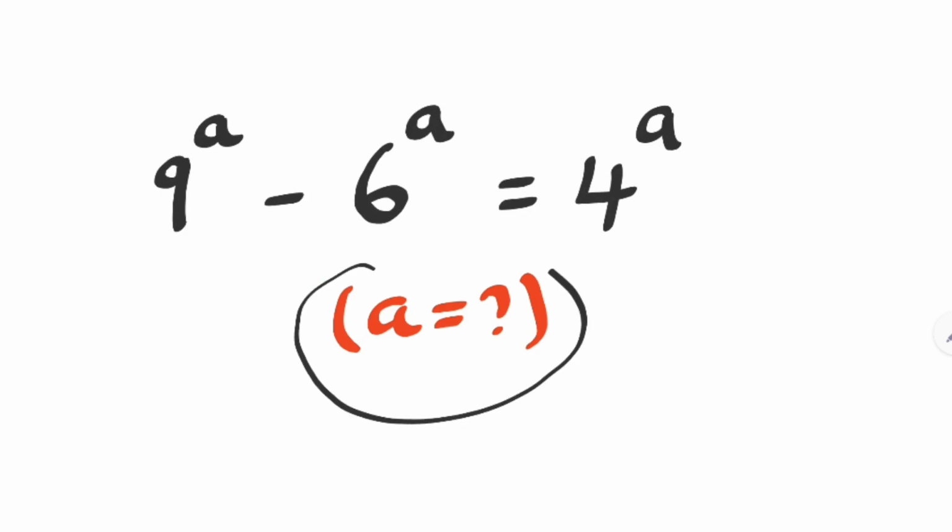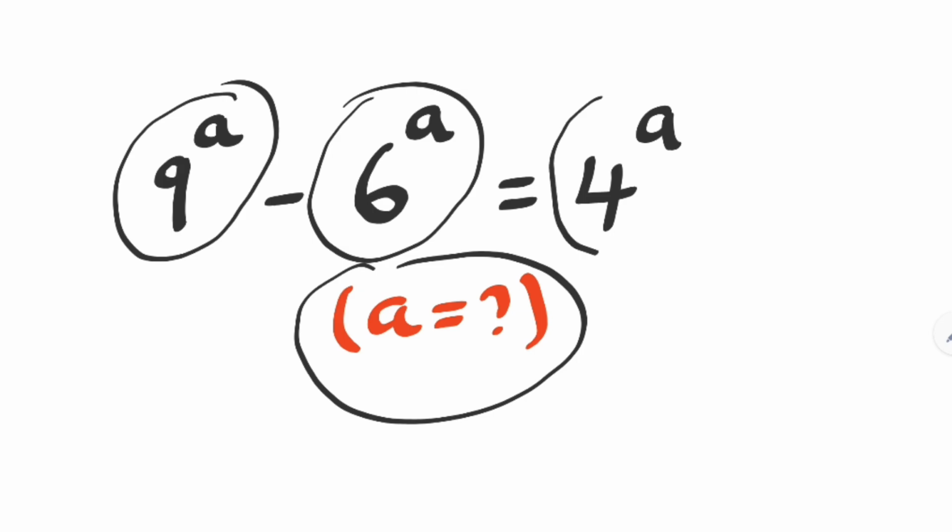So for A, given 9 raised to power A minus 6 raised to power A is equal to 4 raised to power A.